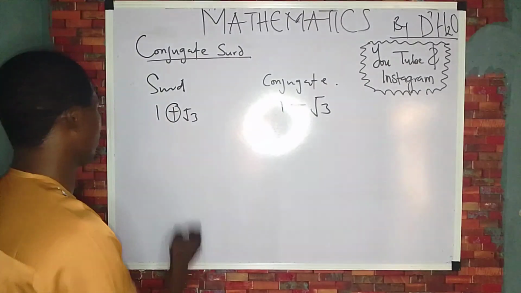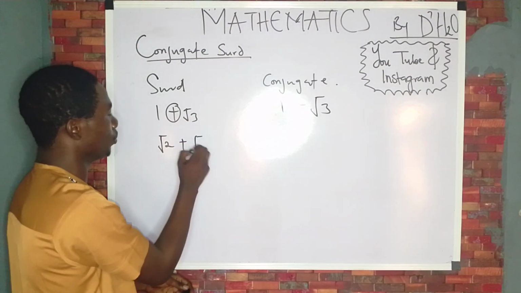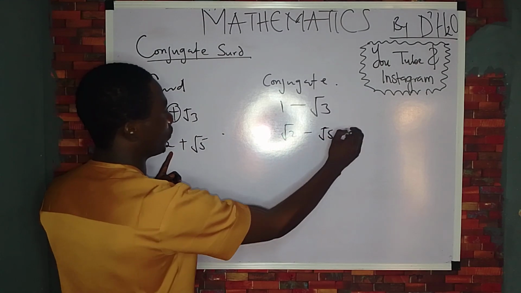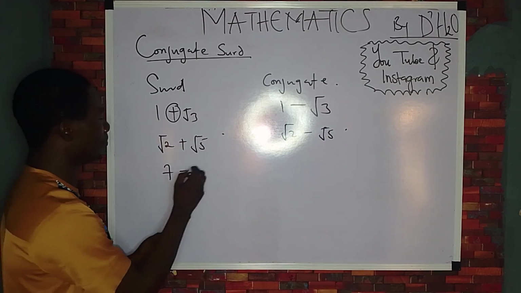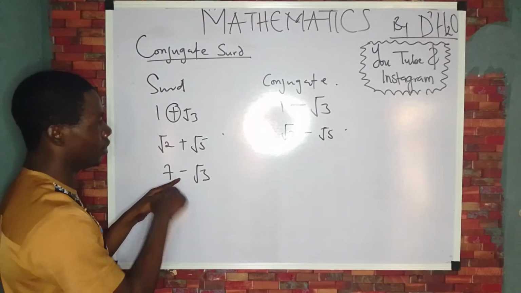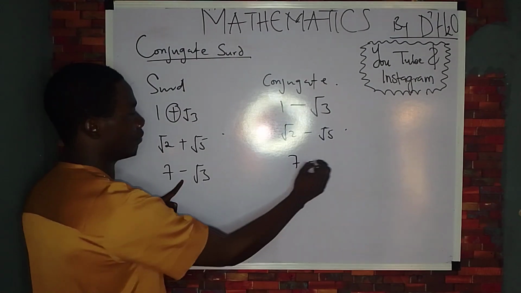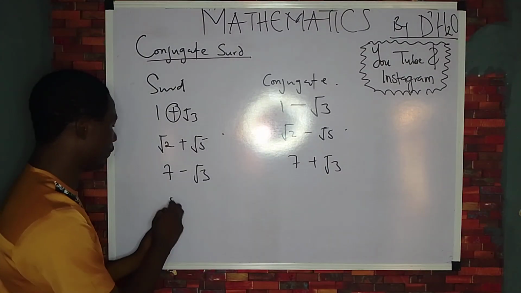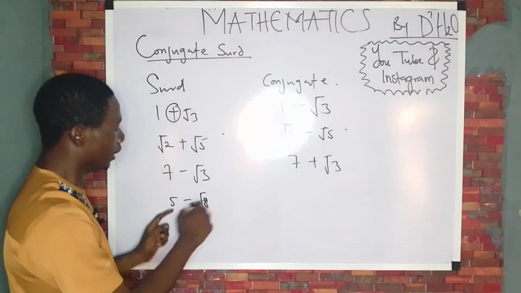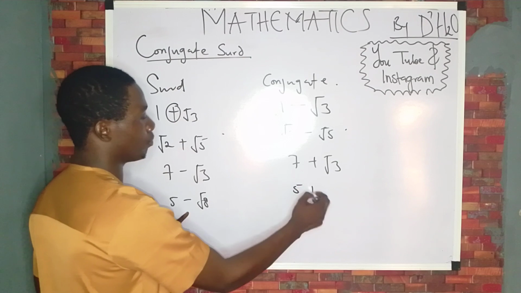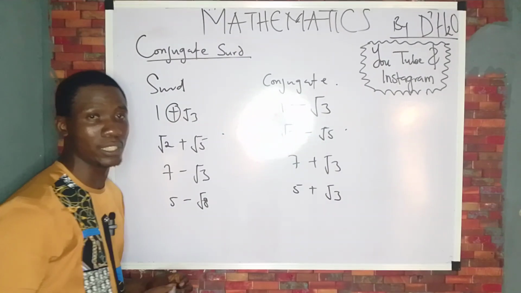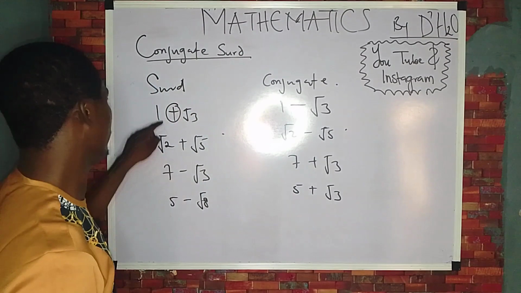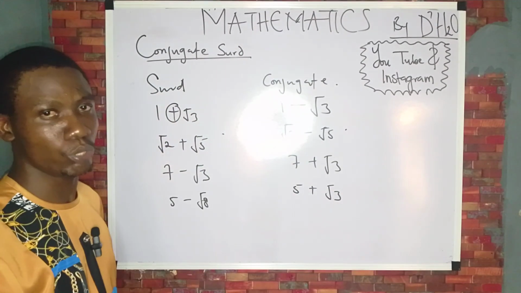Very easy. If I have root 2 plus root 5, it will turn to root 2 minus root 5. And if I have 7 minus root 3, the minus will turn to plus to give you 7 plus root 3. If I have 5 minus root 8, it will turn to 5 plus root 8. So it is very easy to get the conjugate of a surd. If this is a surd, here is the conjugate.